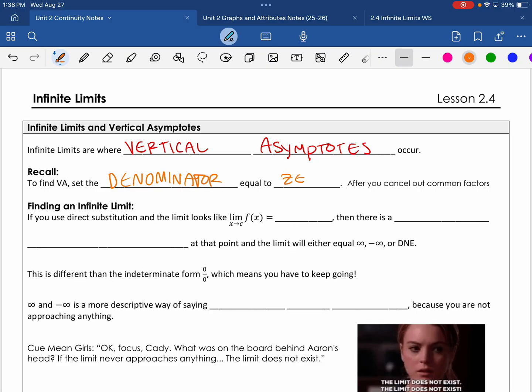equal to 0. Like, I don't want to do notes.